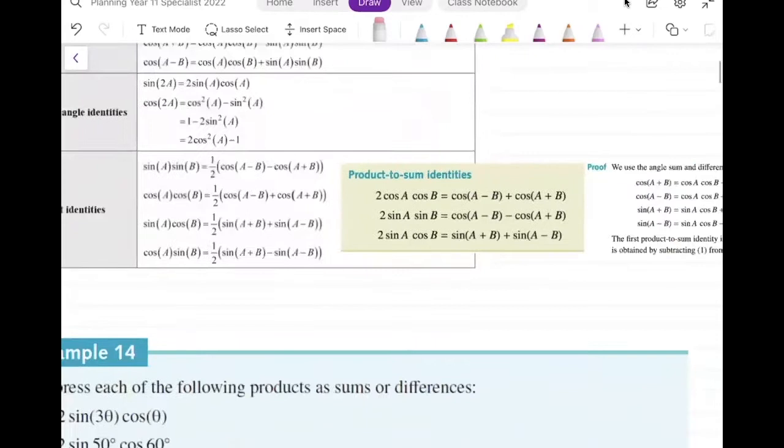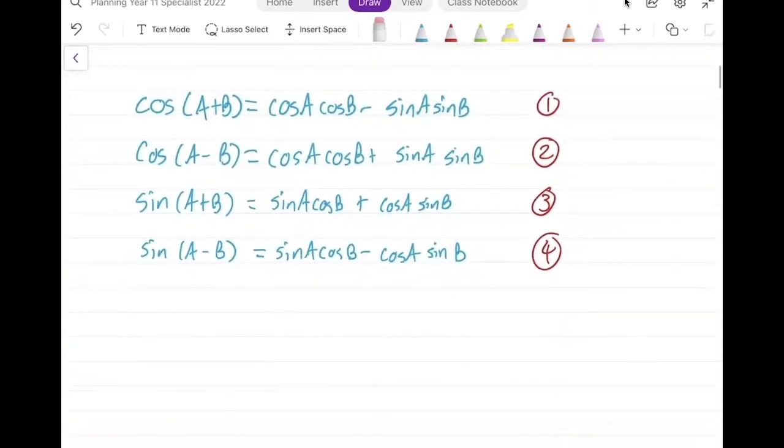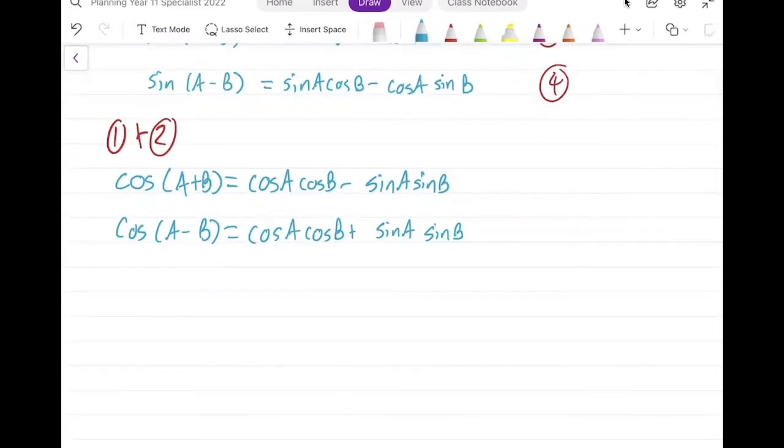If I come back to these equations, you can see I've got my four equations. This is my sum and difference identities. And by performing simultaneous equations on these, I get my product identities, and I'll show you what they look like. So if I start out by doing 1 plus 2, I'm adding these two identities.